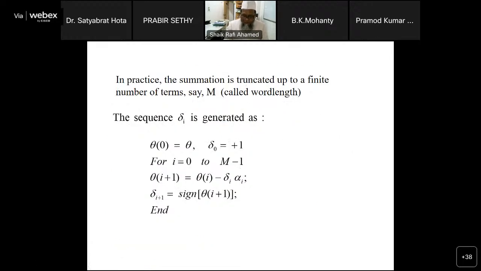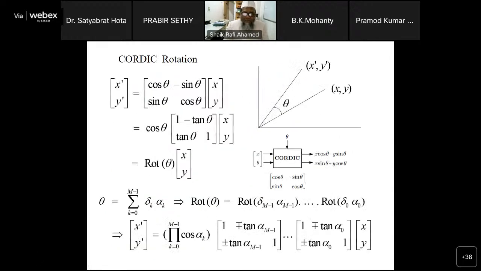Now, the signal processing people want to fabricate the FFT on an IC. How to realize cos theta and sin theta in hardware? That was the interesting problem at that time. How to realize cos theta? Cos theta I cannot realize directly in hardware.